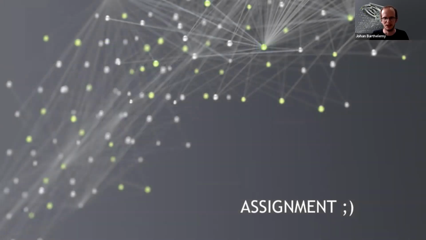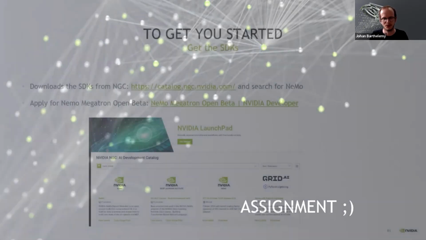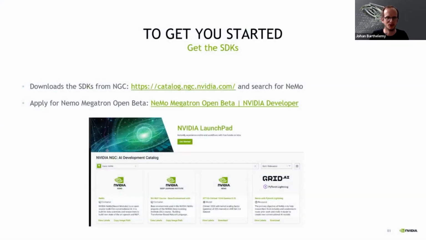So we've covered a lot, and I've got a small assignment for you before we get to the Q&A. First of all, to get you started, I invite you to download the SDKs from our catalog. The catalog is called NGC, NVIDIA GPU Cloud. That's our repository for SDKs and pre-trained models. You can look for NeMo, and there is a model card that will explain how to install it. It's very simple. You can use Docker, pip, or conda. You can also apply for the NeMo Megatron open beta if you want to play with Megatron. It's open beta, meaning that when you apply on that website, you will get automatic approval and an email telling you how to download it.